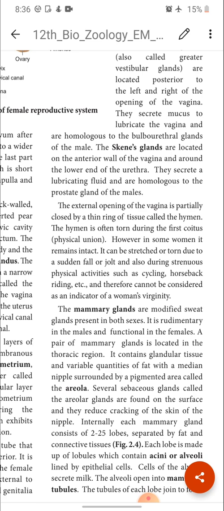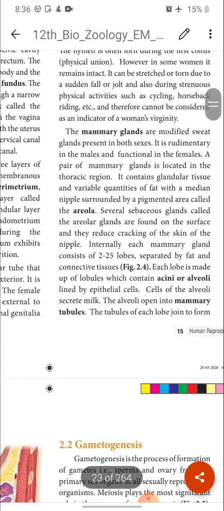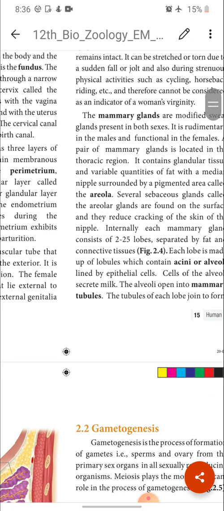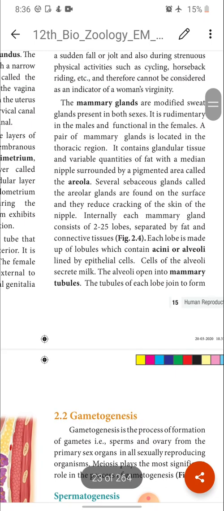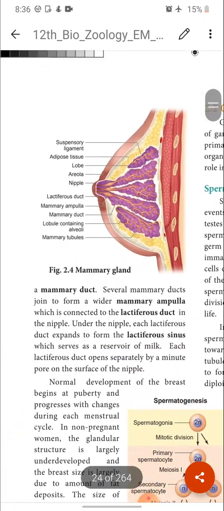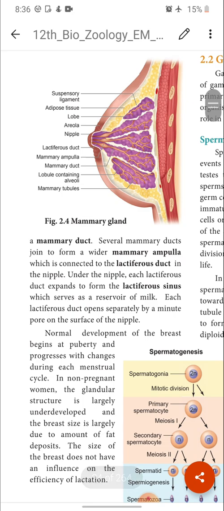15 to 25 lobes, separated by fat and connective tissue. Each lobe is made up of lobules which contain acini or alveoli lined with epithelial cells. Cells of the alveoli secrete milk. The alveoli open into the mammary tubules. Tubules of each lobe join to form a mammary duct. Several mammary ducts join to form a wide mammary ampulla, which is connected to the lactiferous duct in the nipple. So this is the way the milk secretion is passed to the outside of the mammary glands.